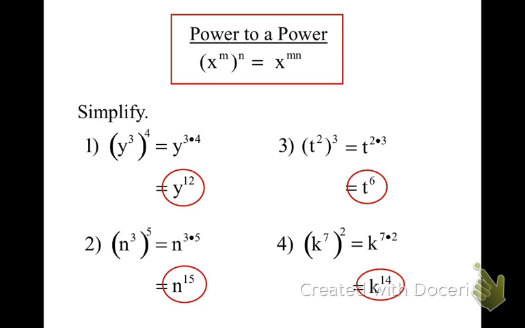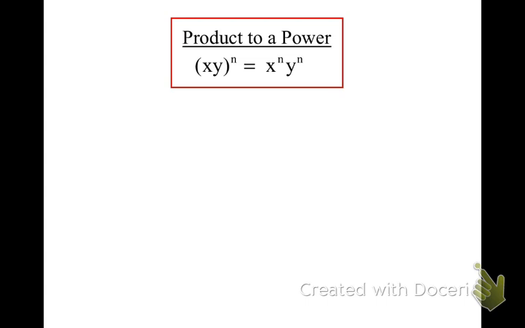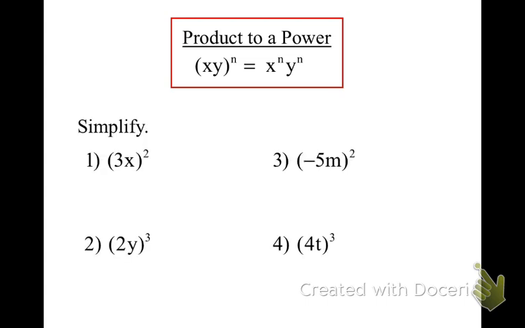But now we're going to do a product. That means things that I'm multiplying with power to a power. Product to a power. So inside I'm multiplying and I've got that power. That means x is to the nth power and y is to the nth power. So, if I have a coefficient, that means 3 is going to be squared and x is going to be squared. And so that would be 9x squared. Okay, so you try the next 3 and then check your work.